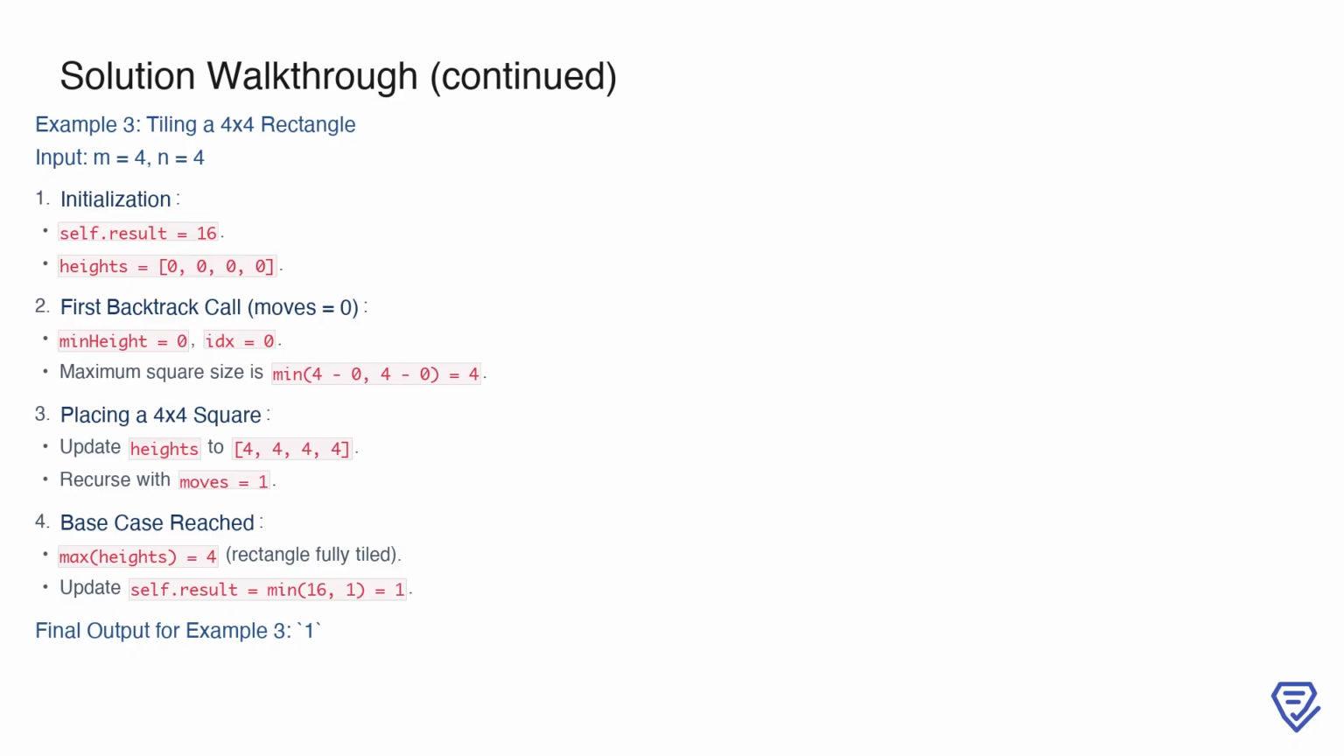Since the rectangle is now fully tiled, the base case is immediately reached. The algorithm updates self.result to the minimum of 16 and 1, resulting in a final output of 1 for this example. This demonstrates the efficiency of using a single large square to tile a perfect square rectangle.